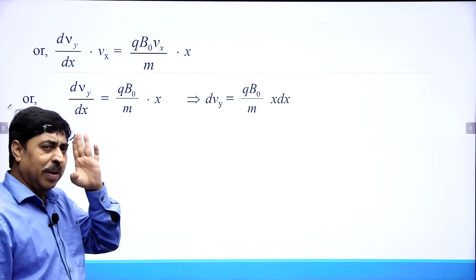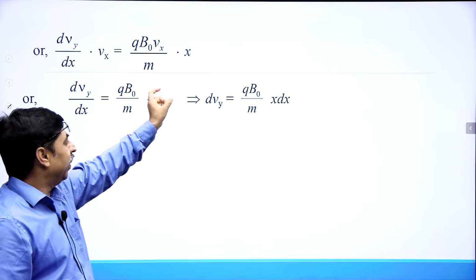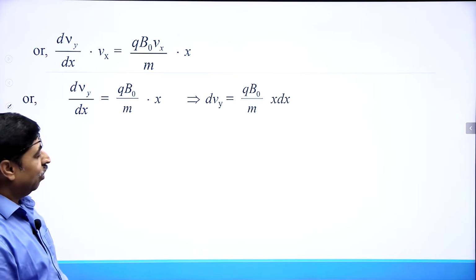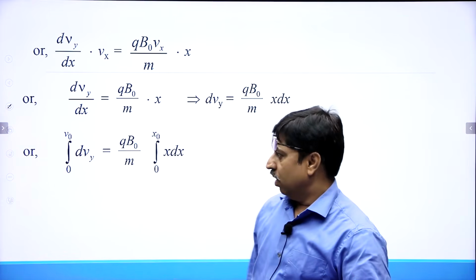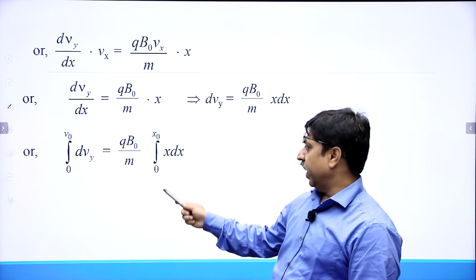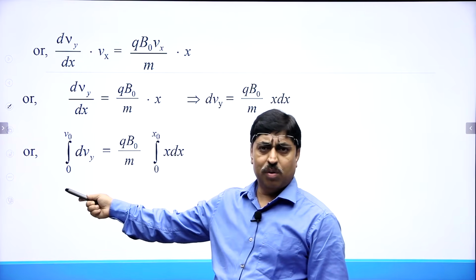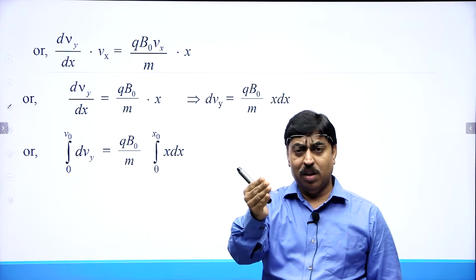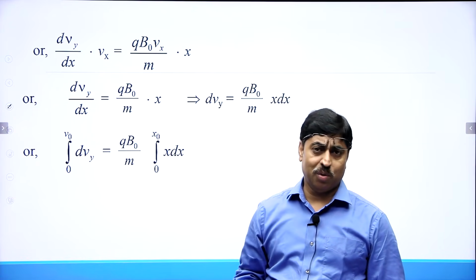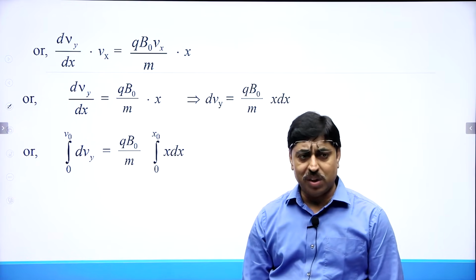Now, you separate the variables and integrate. Just move dx to this side and do the integration. If you do the integration, be careful about your limits. When x is 0, y component of velocity is 0. The particle was initially projected from the origin and it was given a velocity in the x direction only. There was no y component of velocity originally.